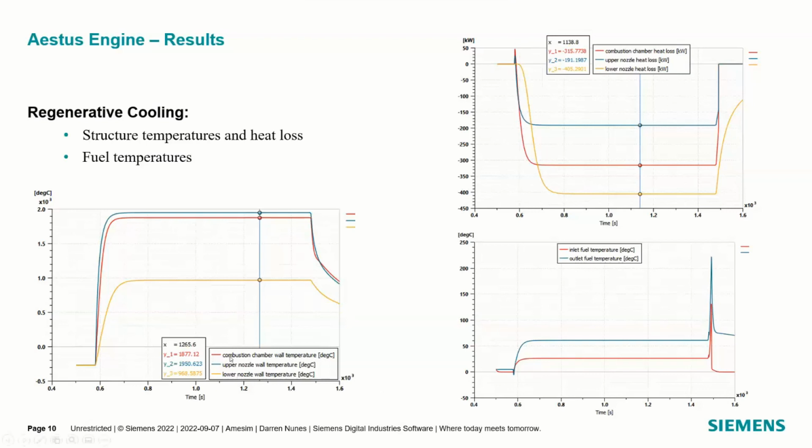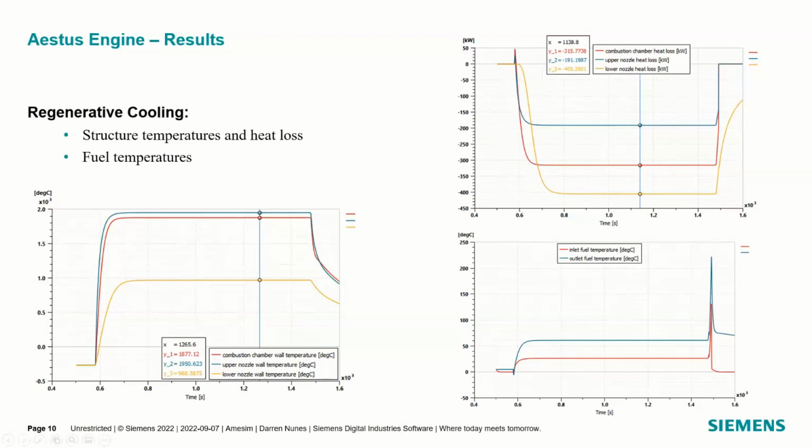On the left-hand side, we see the combustion chamber walls, the upper nozzle wall, as well as the lower nozzle, and doing the level of comparison there. We know that the nozzle should not exceed 1050 Celsius, which we compare to the model itself.